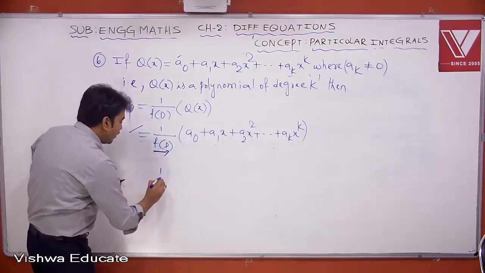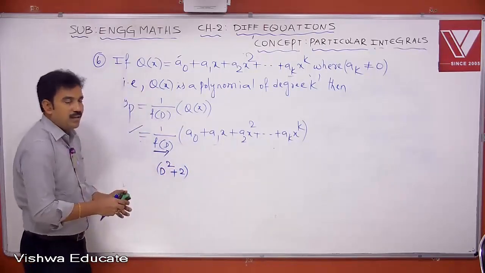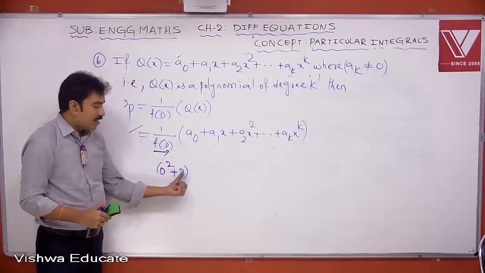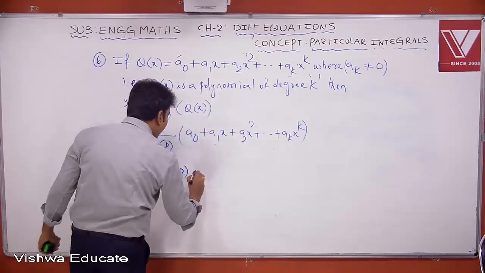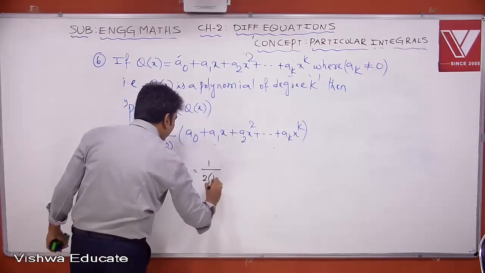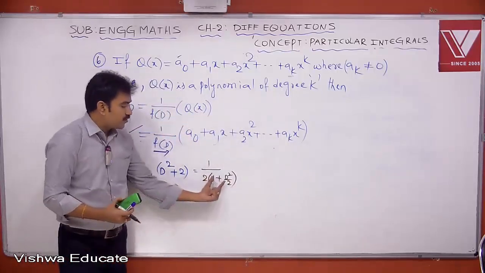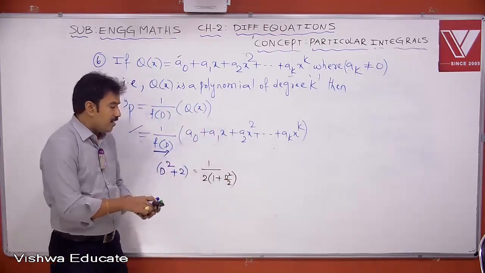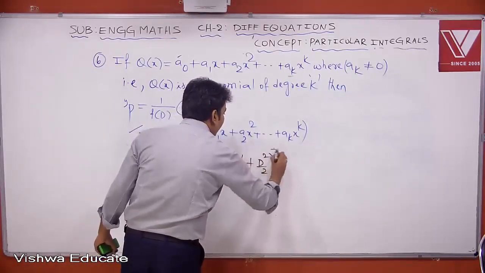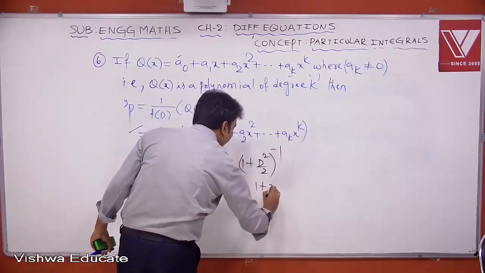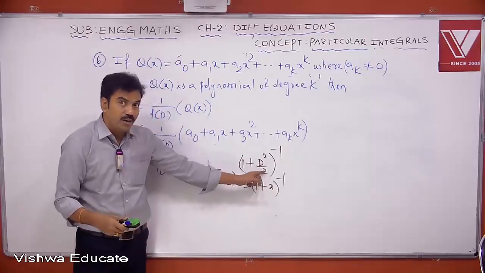Suppose f of D is D square plus 2. What is the least degree term? It is 2. When you take 2 common, the denominator will be 2 into 1 plus D square by 2. Now when you take this 1 plus D square by 2 to the numerator, it will be in the form 1 plus D square by 2 whole inverse. It is a series expansion of the form 1 plus x whole inverse. So what is the x value? x is D square by 2.